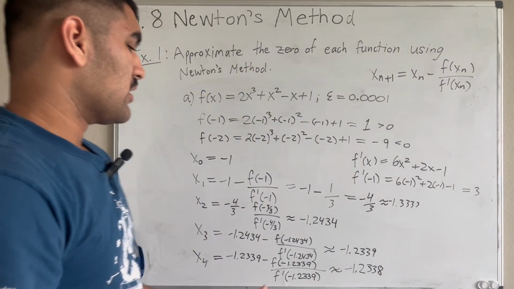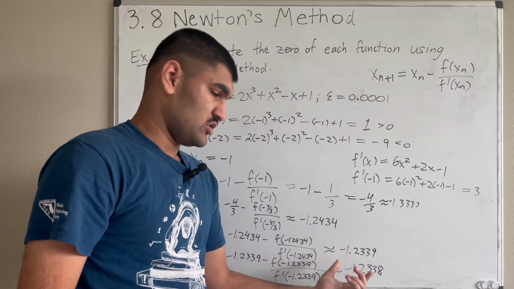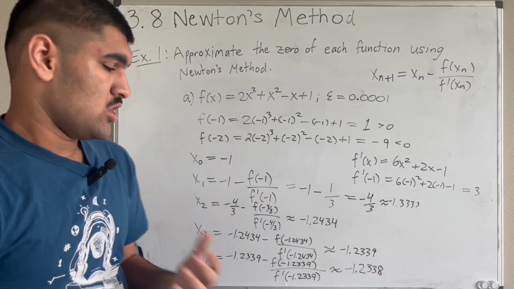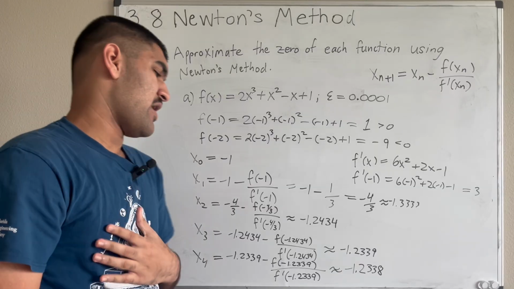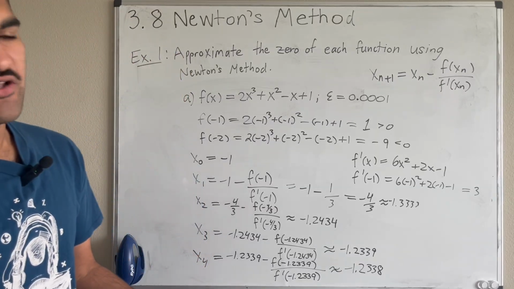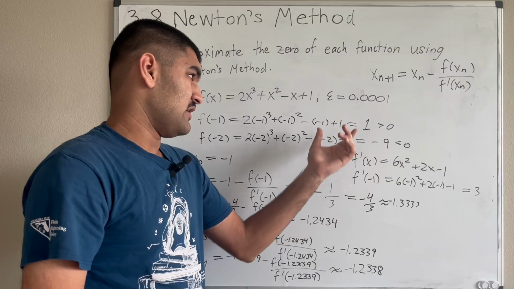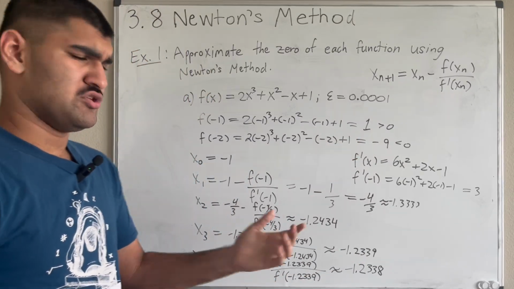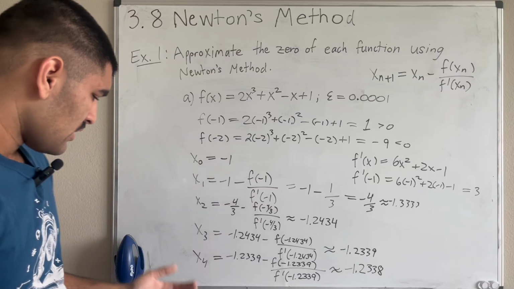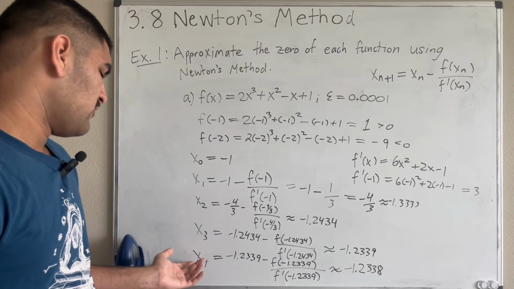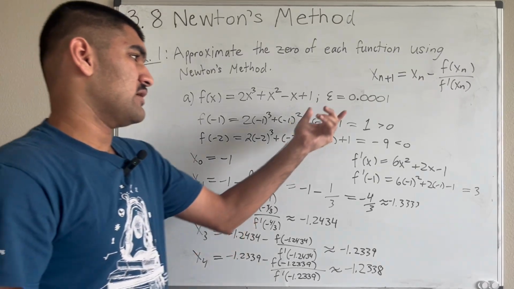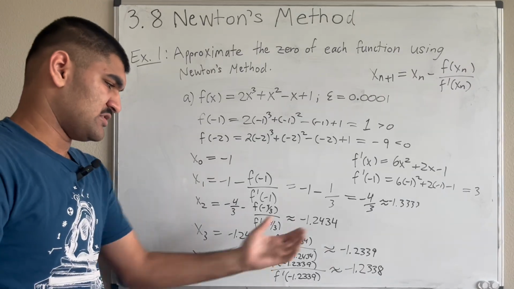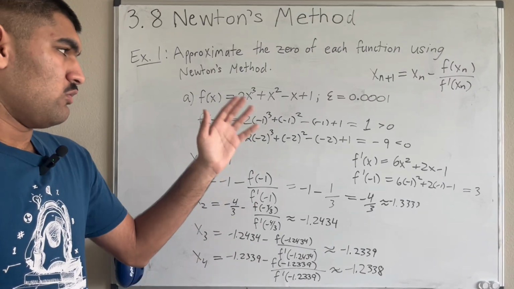So if you compute the absolute value difference between these two numbers, you actually get exactly 0.0001. So now this just comes down to a matter of preference. Some professors may accept it if the difference is equal to epsilon. Some may require the difference to be strictly less than epsilon. Although if you compute x5, you're definitely going to be less than epsilon, so that's the safe play: compute one more, and then you're definitely within that range.